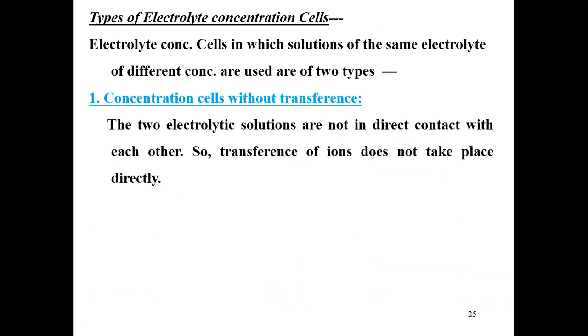So you can have the cells without transference of the electrolyte. This means two electrolytic solutions are not in direct contact with each other, and transference of ions doesn't take place. So this kind of cell uses a salt bridge, which provides a mechanism but doesn't involve direct transfer of ions.